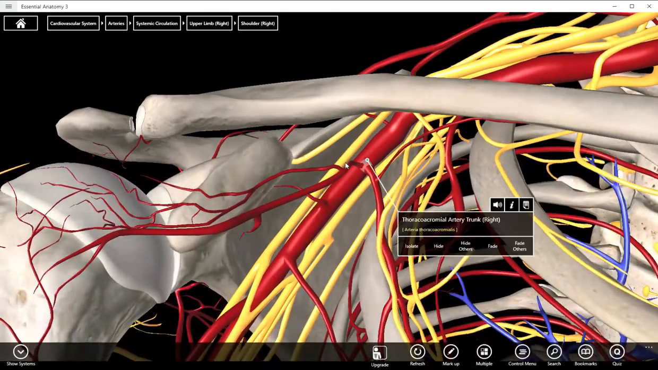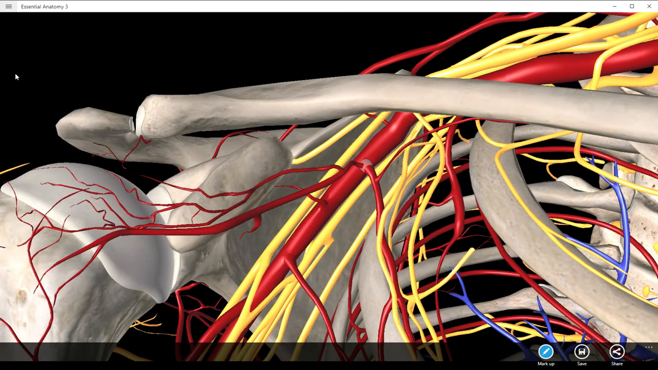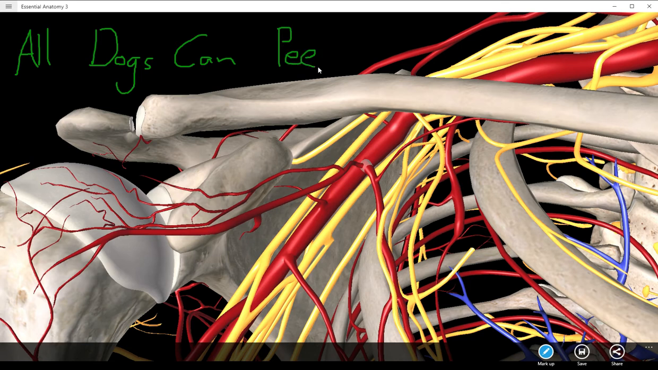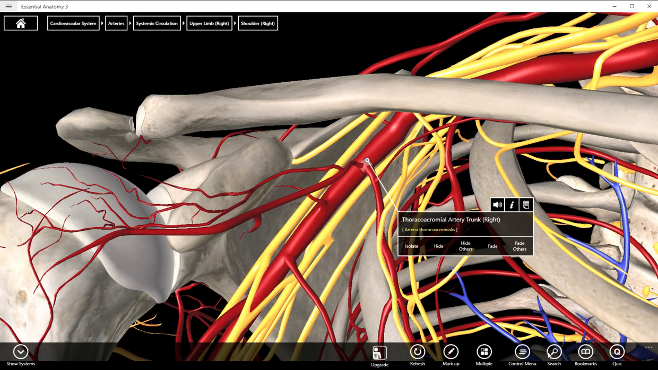It has its own branches, and the mnemonic for that is all dogs can pee, and it's A, D, C, P. So we have 4 branches. All dogs can pee: acromial, deltoid, clavicular, and pectoral. Let's see if we can find those. I'm doing this for the first time as well on this model, so we're learning together.